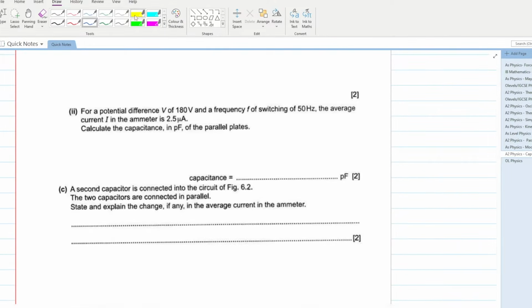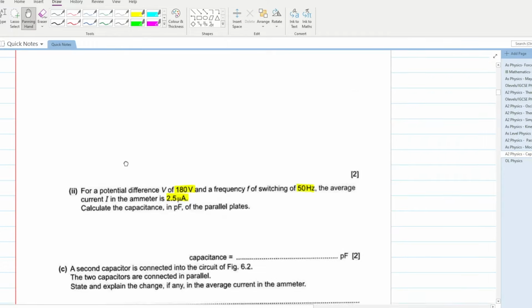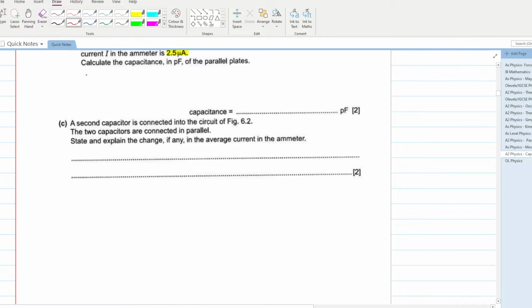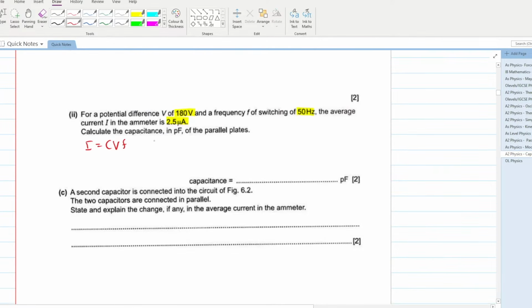For a potential difference of 180 volts and a frequency of switching 50 Hz, the average current is this. Okay, voltage given है, frequency given है, current given है. You had to calculate the capacitance. तो आपने क्या करना है? ऊपर वाला फॉर्मूला नीचे लेके आ जाओ. I equals CVf. करंट किसके इक्वल है भाई? Current is equal to 2.5 into 10 raised to the power of -6. कैपेसिटेंस हमने निकालनी है. वोल्टेज किसके इक्वल है? 180. फ्रीक्वेंसी किसके इक्वल है? 50 Hz.